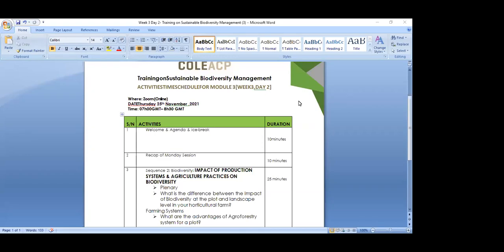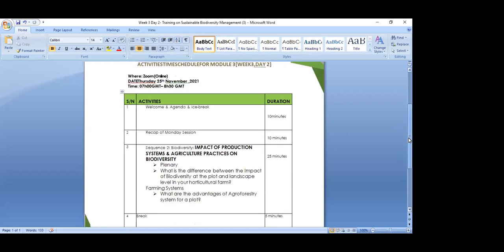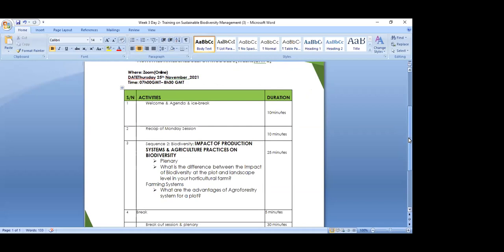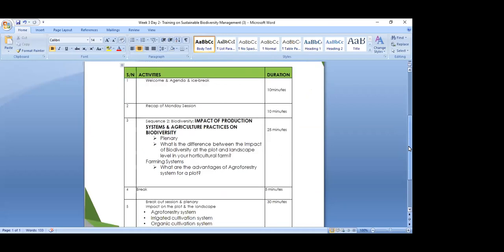So this morning, we're going to have a welcome, agenda and ice break, which will last for 10 minutes. We're going to have a recap of what we did on Monday, also lasting 10 minutes. And we're going to discuss the impact of production systems and agricultural practices on biodiversity. We're going to have a plenary session, and we're going to discuss the difference between the impact on biodiversity at the plot and landscape level in your respective horticultural farm.